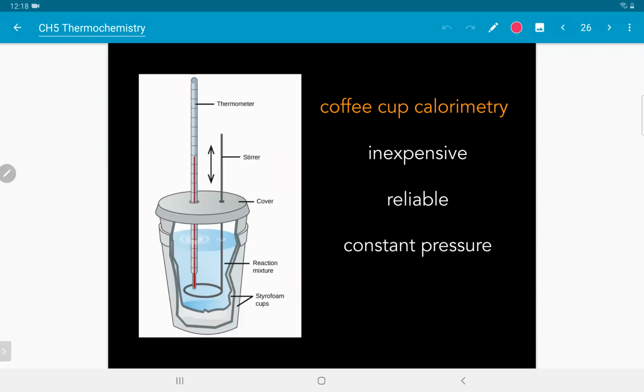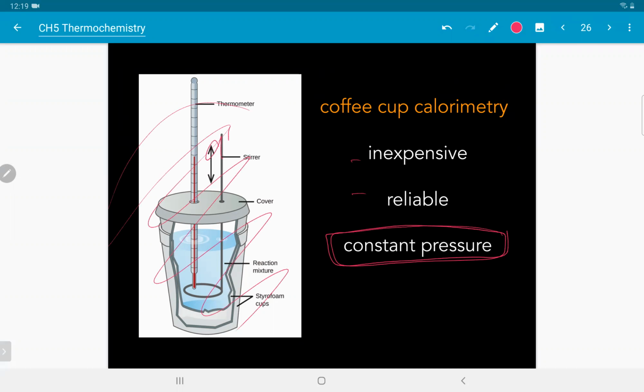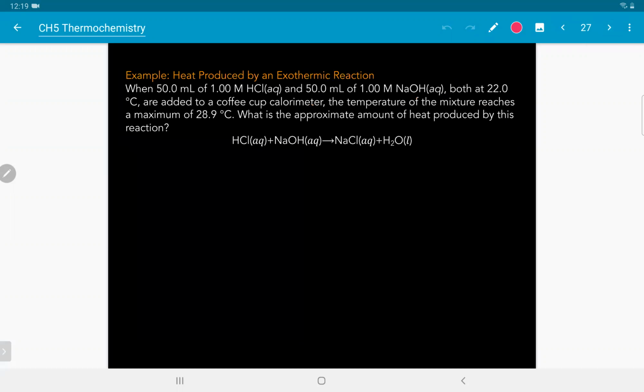All right, so let's do an experiment that uses the coffee cup calorimeter. Remember, it's inexpensive and reliable, and you're going to do it in lab. The one thing to note about coffee cup calorimetry though is it's under constant pressure. This is all sitting in the atmosphere. Nothing's sealed so that the pressure can't change. So everything's under constant pressure, which would be atmospheric pressure. That will come into play next section, but I just want to point that out.